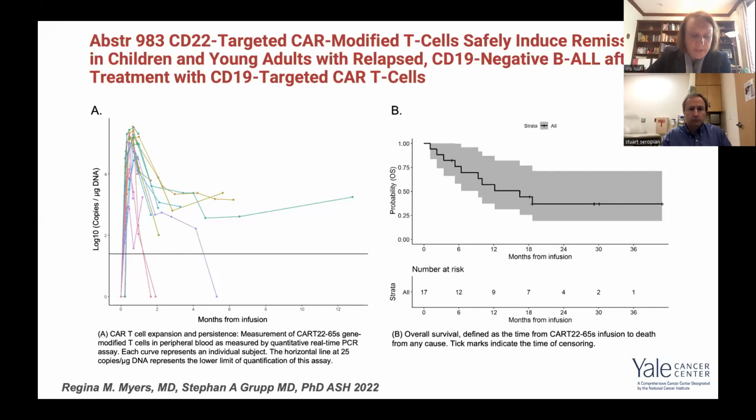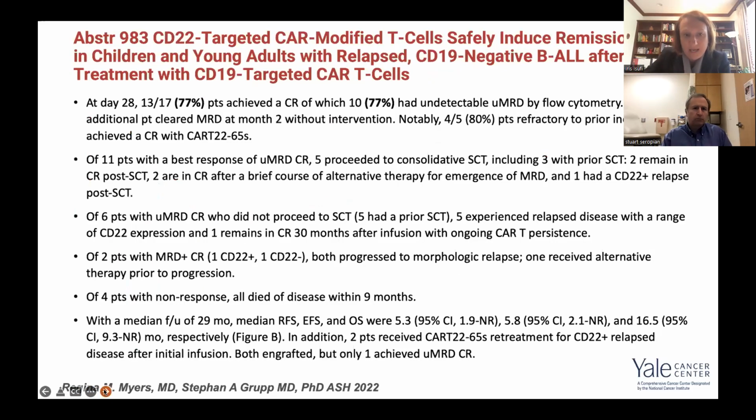So there were 2 patients that also were retreated with this for CD22 relapsed disease after initial infusion, and one of them went into remission again. So there's a possibility of retreating these patients, and all of that data is here. But I just want to emphasize that we can salvage a portion of patients who fail CD19. You can see here 77% achieve a CR, including undetectable MRD by flow.